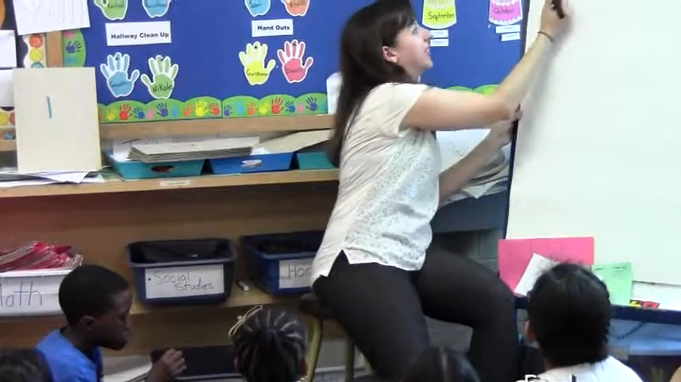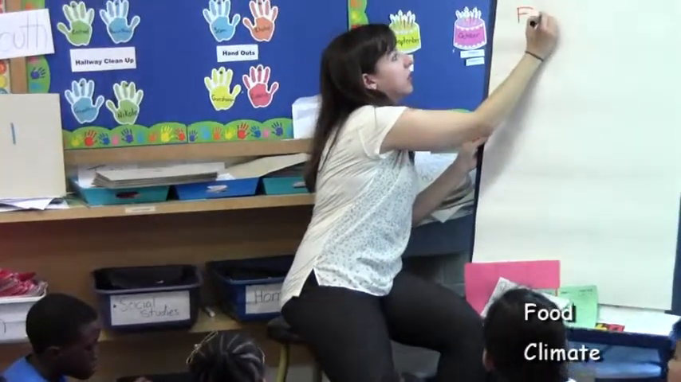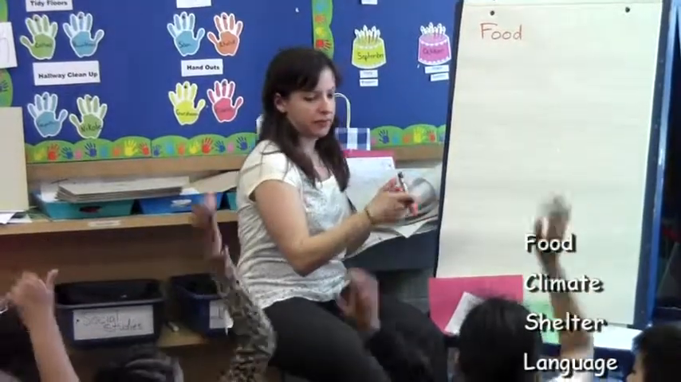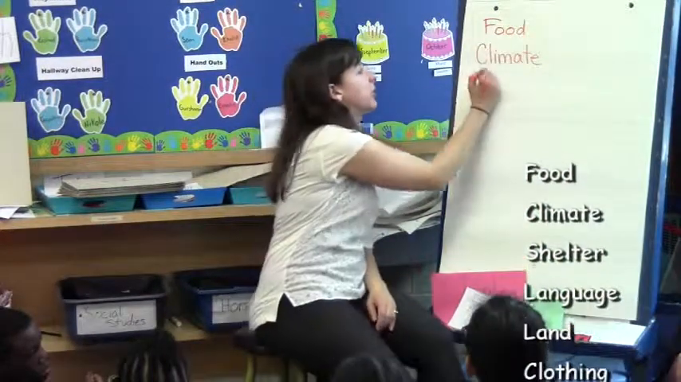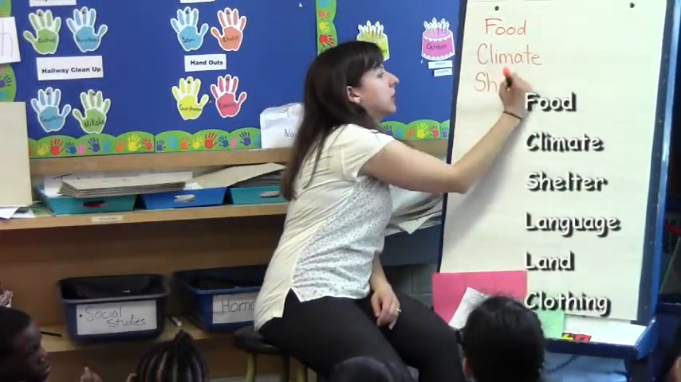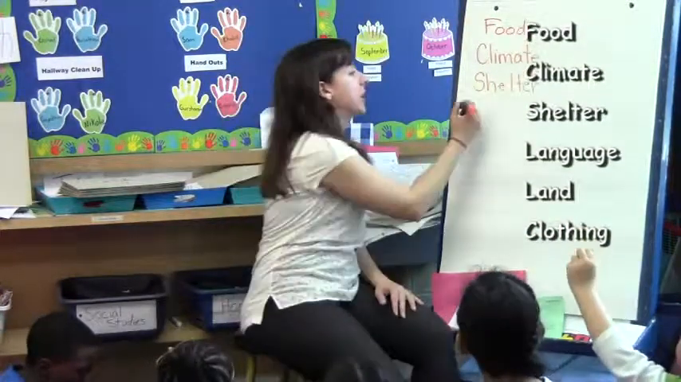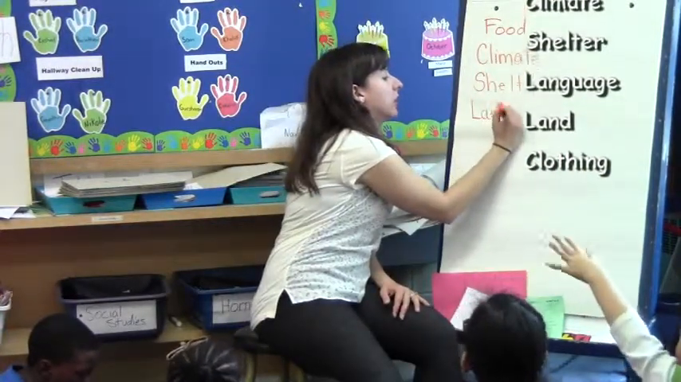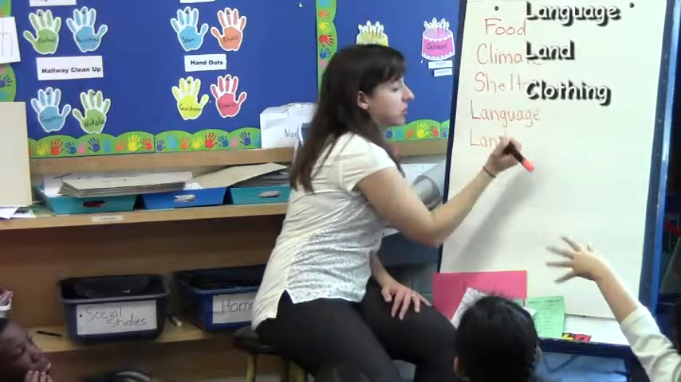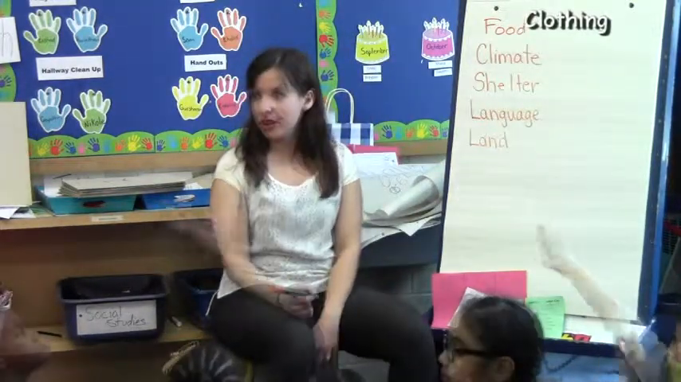Okay, let's give me one. Okay, food. What else? Yep. Climate. Shelter. What is shelter? Language. Language is important, and we just said land, which is also landscape. Is there anything else I'm missing?